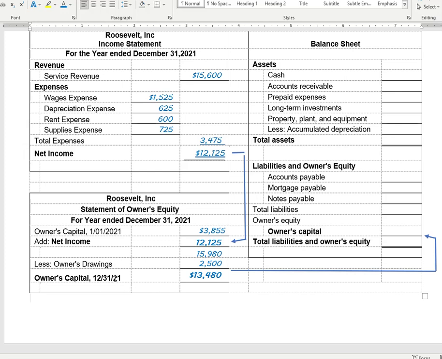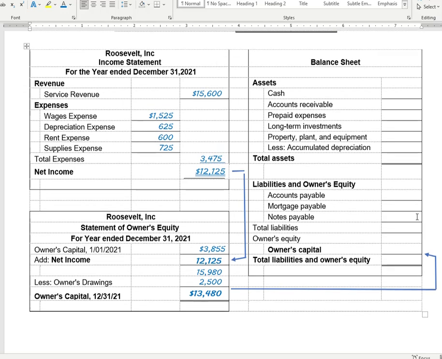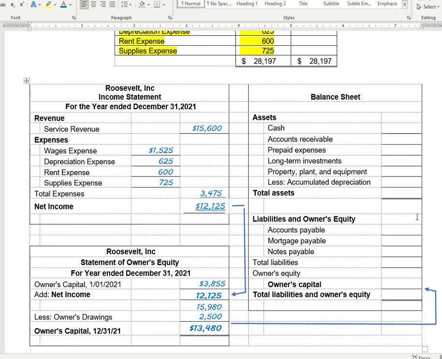Our owner's capital balance then will go from the statement of owner's equity to our balance sheet, and we'll bring that over when we get to it. So let's go ahead and do our heading on our balance sheet. We're going to prepare our third statement. So we have to put the name of the company in. So it's Roosevelt Company, and this is December 31st. So remember that the balance sheet is as of a specific date, and it is the last day of the period that is for the income statement and the statement of owner's equity.